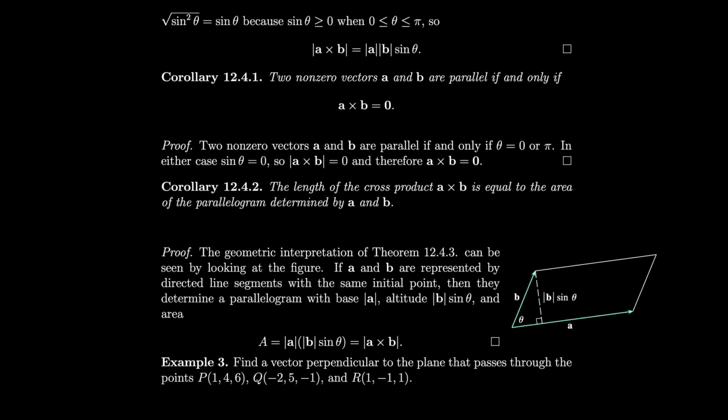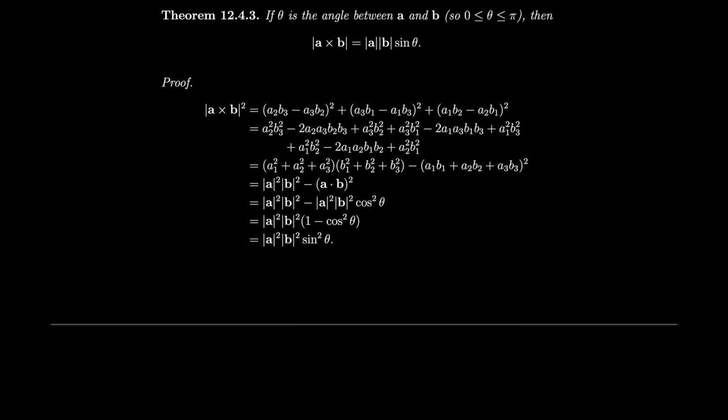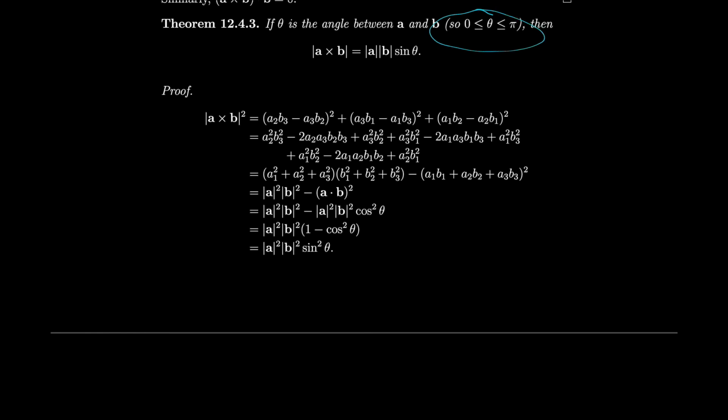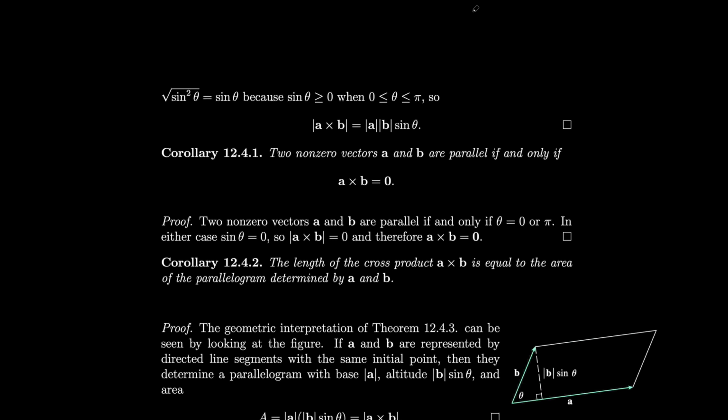Just a quick housekeeping. Remember that the square root of sine squared will be sine theta only in this case. Otherwise, it'd be plus or minus, because in this case we have theta between 0 and pi, because that's what we stated as one of our hypotheses for our theorem. So that's what forces everything to work out nice and be positive.